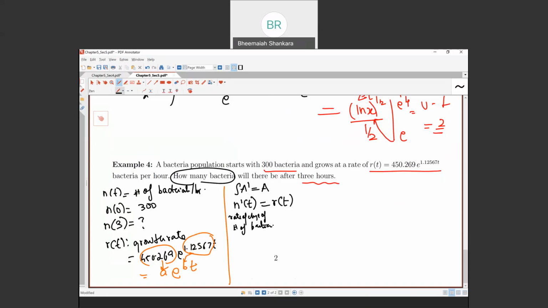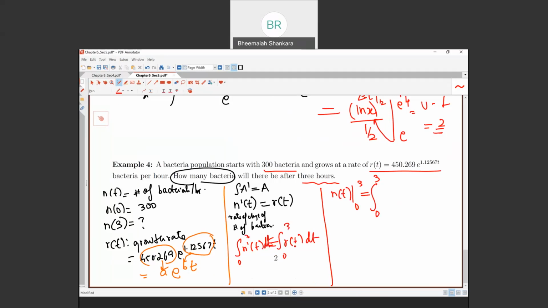So now you want to integrate both these expressions. Let me write the integral of n prime equal to the integral of r. Whenever I write integration, I should write the variable of integration, which is dt. Now integrate the left hand side. The integral of n prime is just n, and the limits of integration in both cases will be 0 to 3. So evaluate from 0 to 3, equals the integration from 0 to 3.